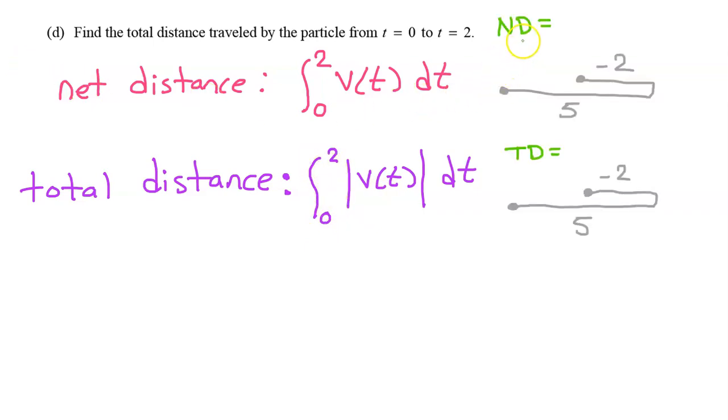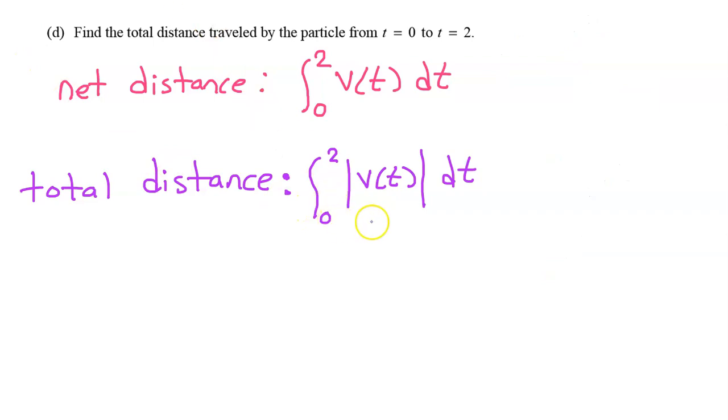Real quick, the difference between net distance and total distance. Imagine that a particle went 5 units to the right and then 2 units to the left. The net distance would be how far the particle is away from where it started. So the net distance would be 3. On the other hand, total distance would be 7, because the total distance is the total distance traveled by the particle. It went 5 units to the right and 2 units to the left. That's a total of 7. That's why we take the absolute value, because that absolute value turns this negative 2 into a positive 2. So when we add 5 plus 2, we get 7. Instead of leaving it as a negative, if we add 5 plus negative 2, that's how we get the 3.